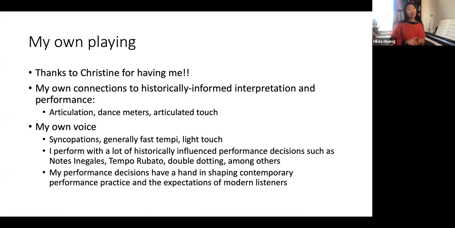My own voice, I really like syncopations. I really like playing things fast. I like a lighthearted, sort of joyful demeanor. And sometimes I've been criticized for playing in that way in pieces that other people might find more serious. One example is the fugue of the G minor prelude and fugue from Book Two.